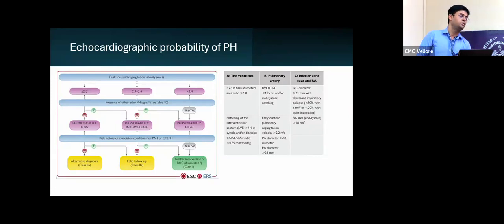And then IVC and right atrial. Right atrial, we measure the right atrial area. If it is more than 18 centimeters square or IVC is full and not varying with respiration, then it can indicate pulmonary hypertension. Putting together, the probability can be high, intermediate, or low.